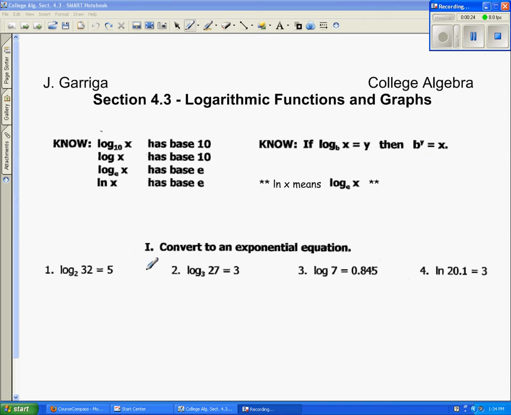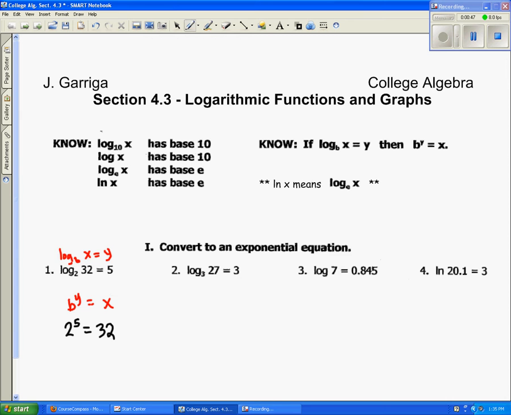So the first thing they ask us to do is convert to an exponential equation. So we want to do b^y equals x. If you were to write above each one, we'll do that, take a second to do it. If we want to take logarithmic, which is here, and we want to go to exponential, which is here, then we're going to get 2 to the 5th equals 32.